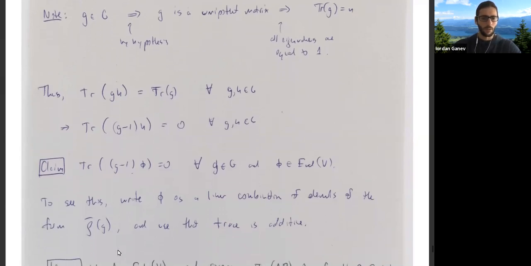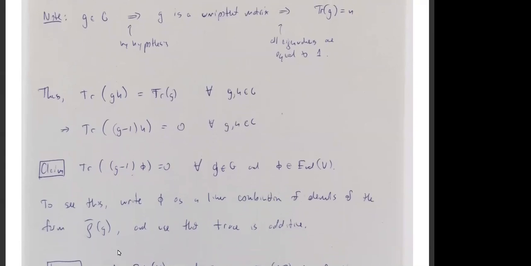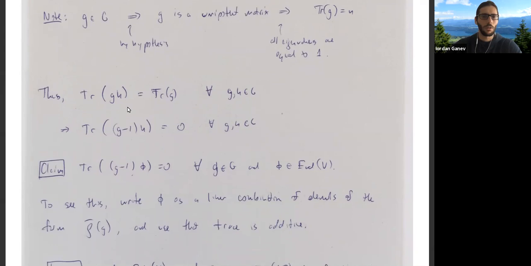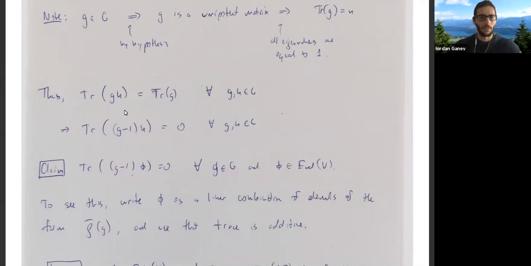Sorry, could I ask something? I just missed one point. Why is the trace of GH the same as the trace of G? Because they're both equal to n. Ah, right. The product is unipotent as well. Thank you. So capital G is a subgroup of unipotent matrices, so any product is still in there. Okay.